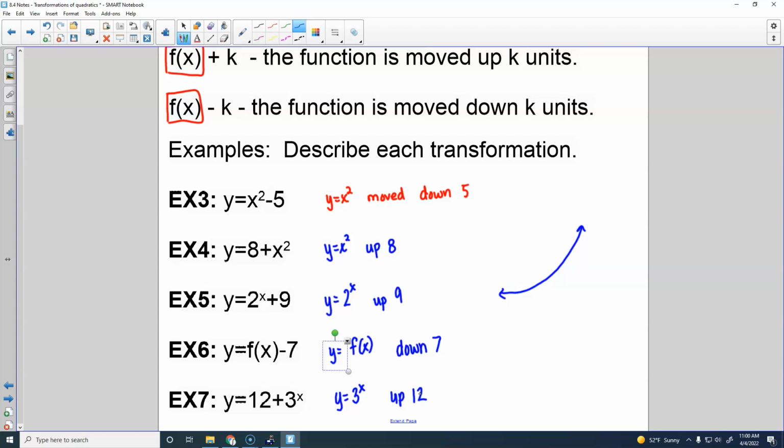So if we add or subtract a number onto the end of the equation, it's going to move whatever function we had up or down that many units. So if I want to graph something like y equals 8 plus x squared, I know in my mind that it's going to be that U shape, but moved up 8. So it would be that same U shape, but moved up 8, like that. It gives you a picture of what the graph looks like in your mind without you actually having to plot points.